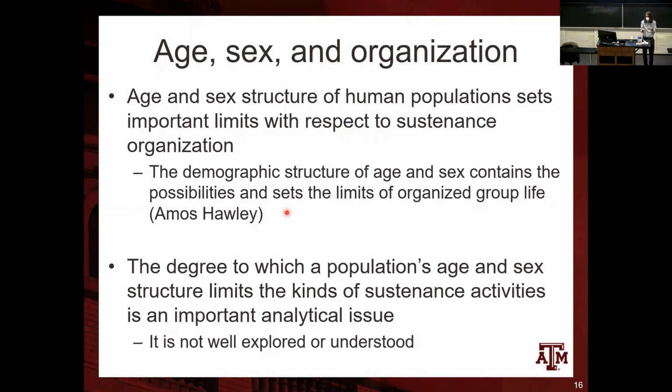The degree to which a population's age and sex structure limits the kinds of sustenance activities is an important analytical issue, and it is still not well understood. That's why you still see demographers trying to understand variations in demographic indicators by age and sex, and also how age and sex structure affects other indicators in that society.